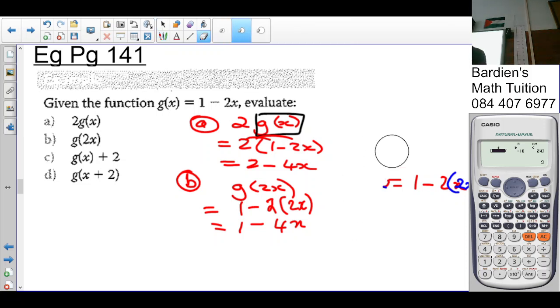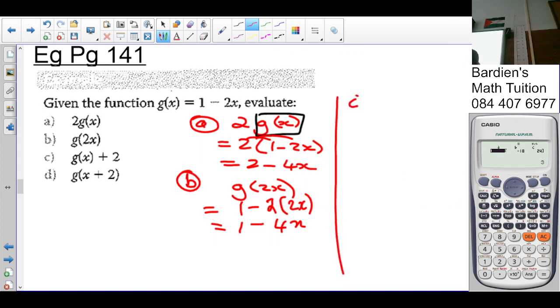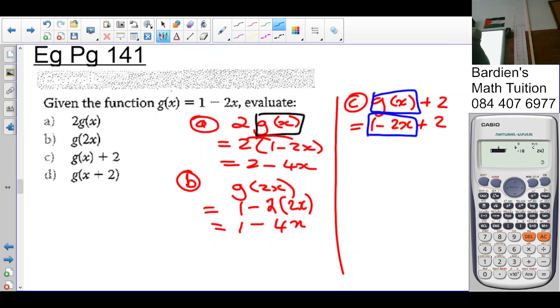Let's look at C. C says g of x plus 2. What do you think is going to happen here? 1 minus 2x, yes? Plus 2. Because g of x is 1 minus 2x. Make sense? So it's going to be minus 2x plus 3 or 3 minus 2x.